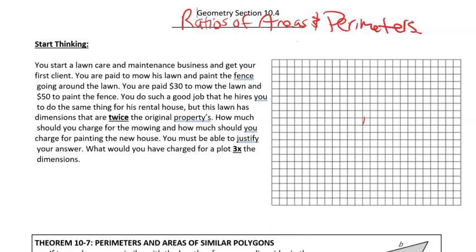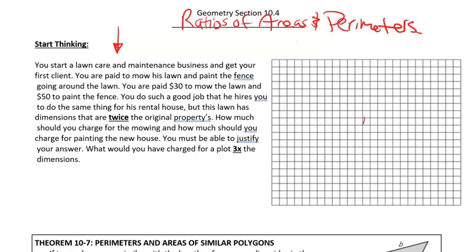Rather than just giving you the punchline and saying, memorize this, I want you to actually develop the theorem. I gave you a situation, and if you can figure it out, then you have developed the skill for this section, which is ratios of areas and perimeters. The start thinking part says, you start a lawn care and maintenance business and you get your first client. You are paid to mow his lawn and paint his fence. He pays you separately. You're paid $30 to mow the lawn and $50 to paint the fence.